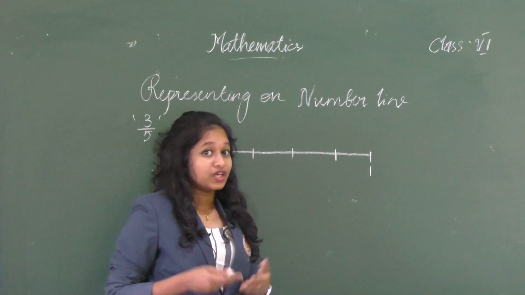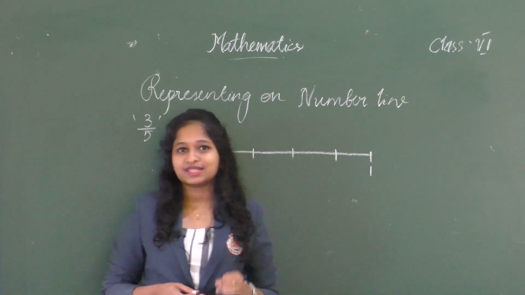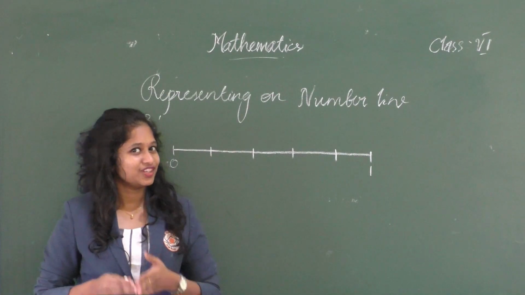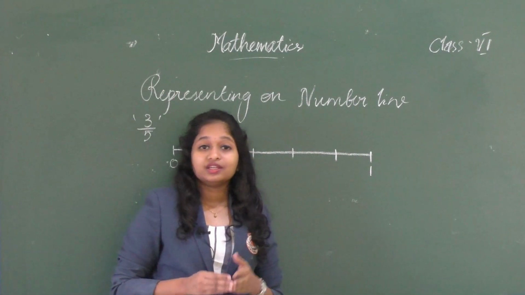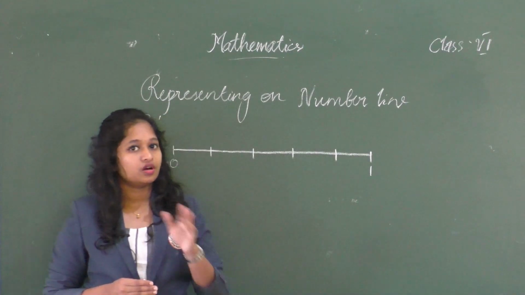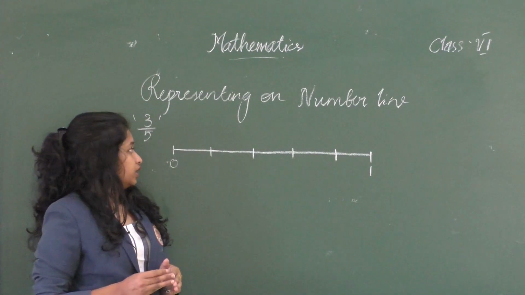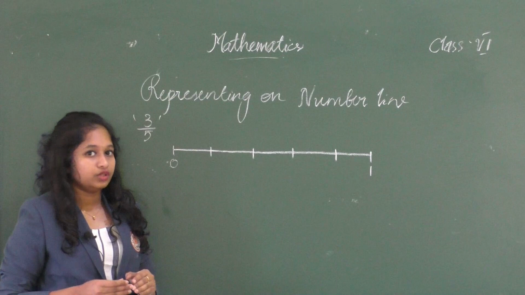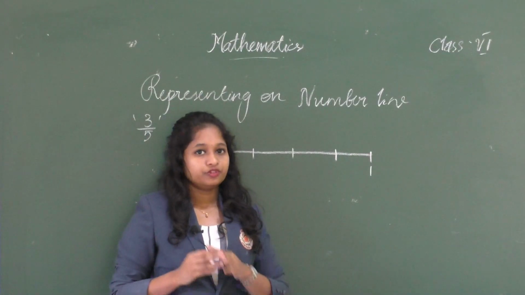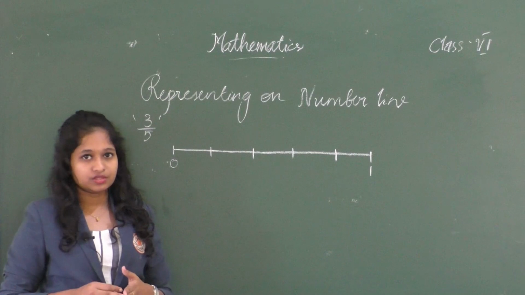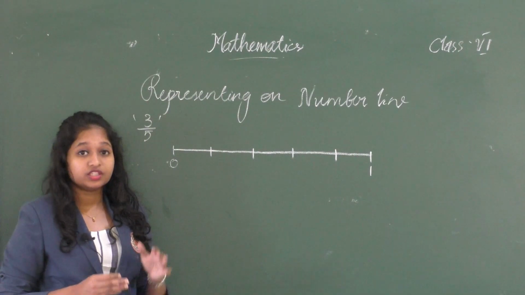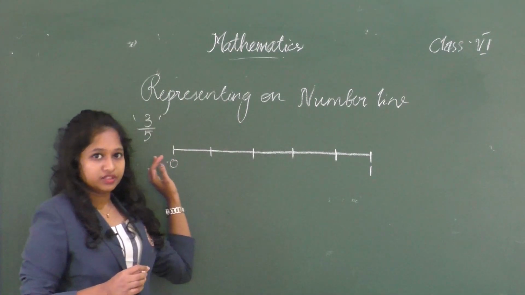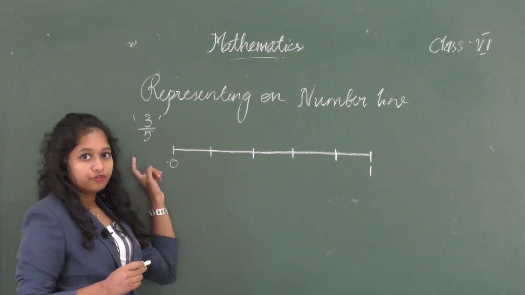We already learned how to represent whole numbers and integers on a number line, right? You remember that? Yes. So now let's see how to represent fractions on a number line. I have a question here: to represent 3 by 5 on a number line. For that, we already know that 3 by 5 is less than 1. So look at the denominator. It is 5.